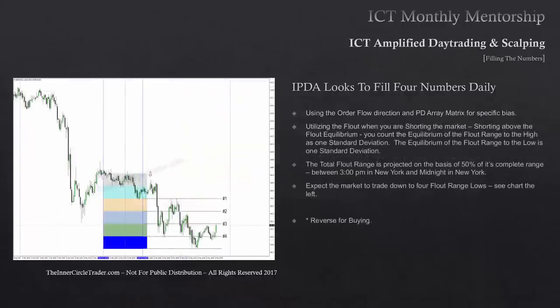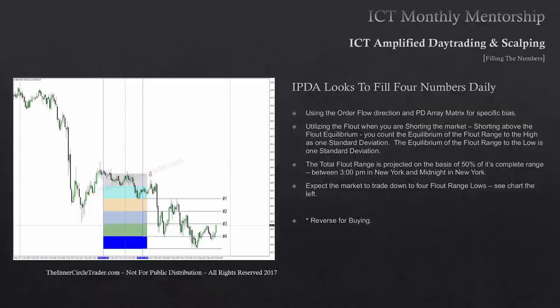Continuing with our theory of filling the numbers, using the order flow direction and PD array matrix for specific bias, utilizing the flout. Oh, we haven't talked about that yet, have we? Utilizing the flout when you are shorting the market, shorting above the flout's equilibrium, or 50% of the range that creates the flout, you count the equilibrium of the flout range to the high of the range of the flout as 1 standard deviation. The equilibrium of the flout range to the low of its range is counted as 1 standard deviation.